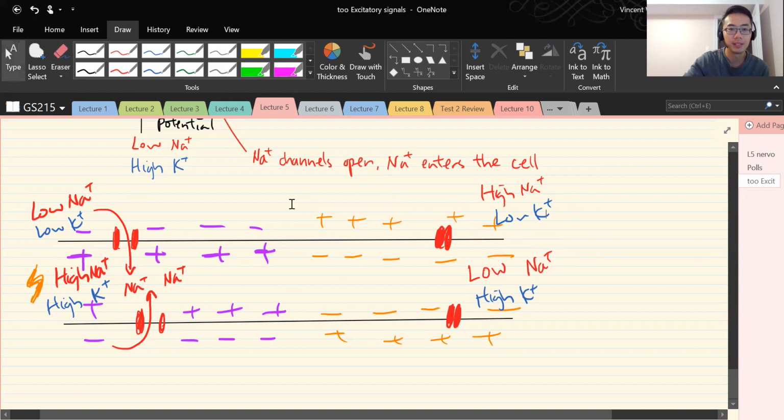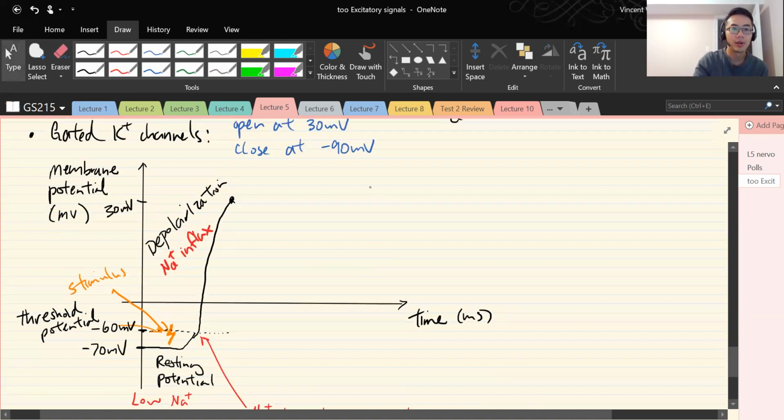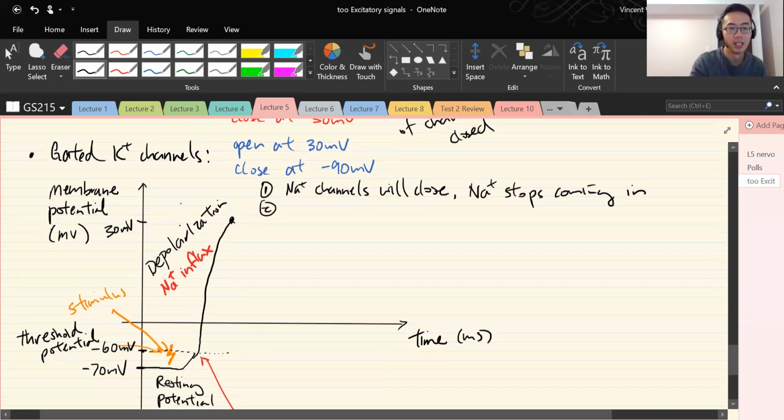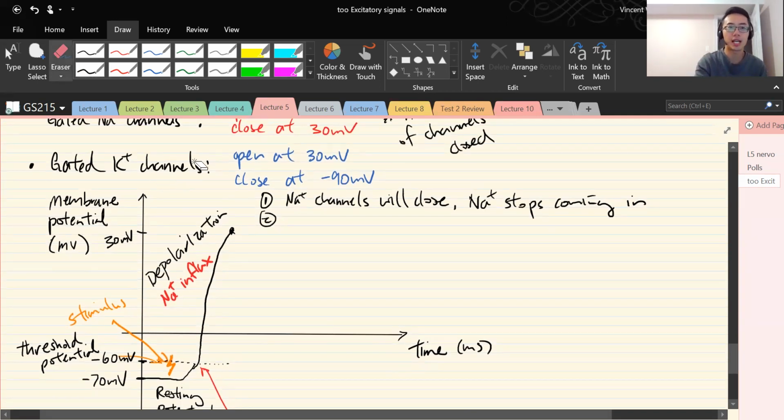Okay, let's go back to our graph. So at this peak here, three things happen. Number one, sodium channels will close. Right? So sodium stops coming in. Right? Open and you close it, stop coming in. Number two, we are at 30 millivolts. So that is the opening voltage for potassium. Potassium channels will open.